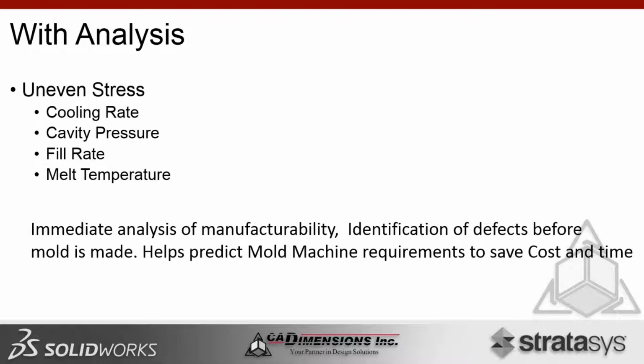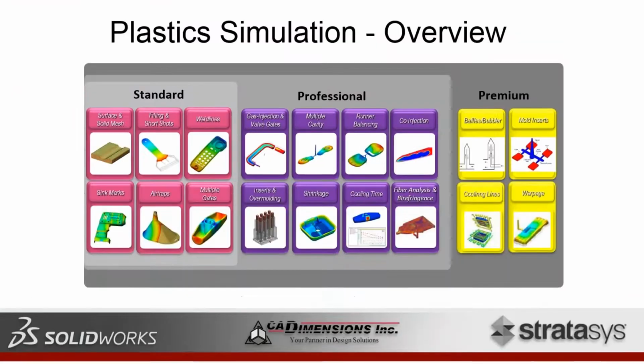So with analysis, we want to bring this early in the process. If you're a mold house and you're getting this information from your customers, why not run some of this stuff early on? Find out how manufacturable it is. If there are going to be any warping issues, what the potential mold machine requirements will be, or any defects early on in that process, all in the name of saving cost and time related to that.